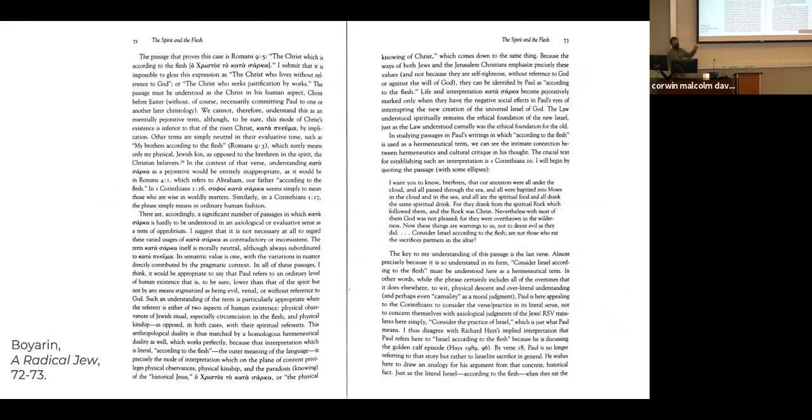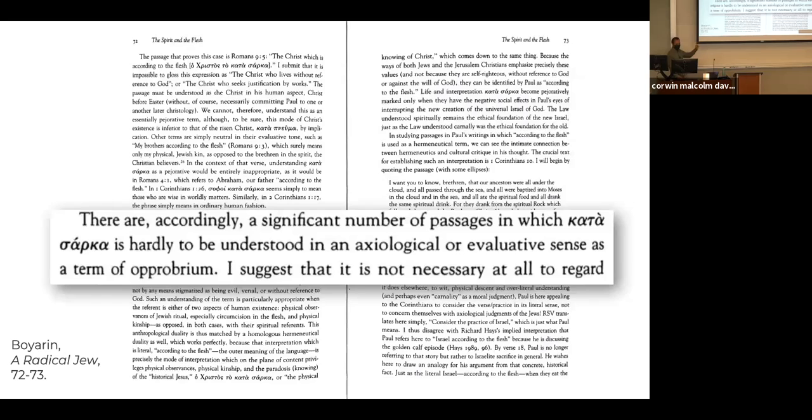So for instance, we have this passage here from A Radical Jew, the Spirit and Flesh chapter. What we get, though, if you look at the beginning of the second paragraph, is a topic sentence, right? Somewhere we're going. "There are accordingly a significant number of passages in which kata sarka is hardly to be understood in an axiological or evaluative sense as a term of opprobrium. I suggest that it's not necessary at all to regard..." right? We get a statement saying this is where I'm shifting here. I'm analyzing this now. It's within the larger paper, but I have a roadmap. I know where I'm going, and I want the reader to know where I'm going.